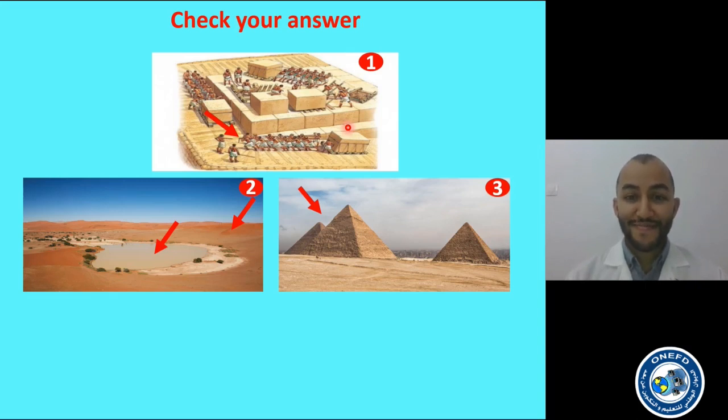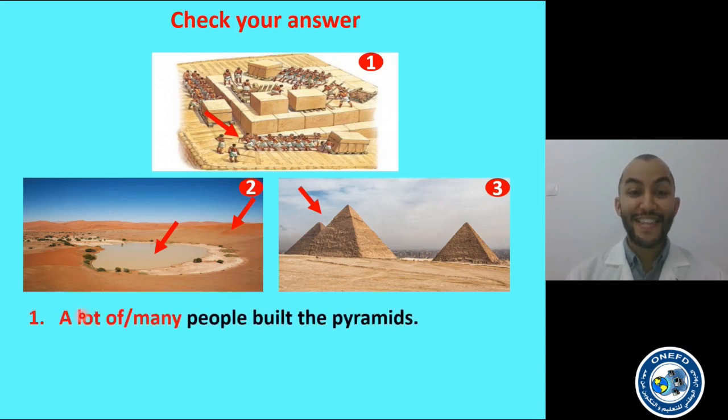Okay, so let's see the first one. A lot of people build the pyramids here, because these are people who build the pyramid. So again, we can use either a lot of or many, because we said that a lot of can be used with both countable nouns and uncountable nouns. Now let's move on to picture number 2. In this picture, I told you to take a close look at the arrows and the quantity in this part and in that part. Let's see the answer.